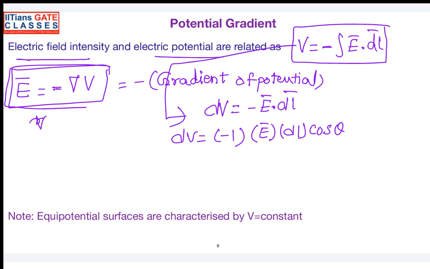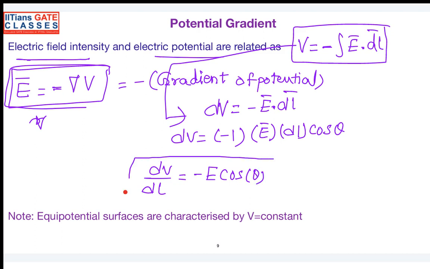So what is the value of dV by dL in that case? The rate of change of potential over a length can be written as minus E into cos theta. In this case I was assuming potential is a function of one variable. So straight away I can say dV by dL is equal to minus E cos theta. So what does theta represent? Theta represents the angle between your electric field intensity and the path in which you are moving the unit charge. Correct.